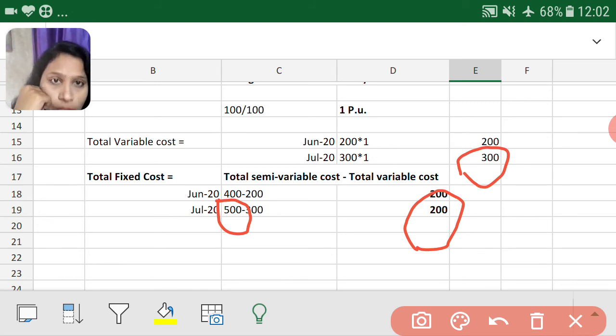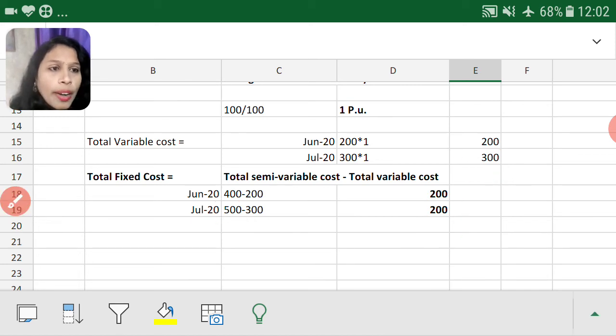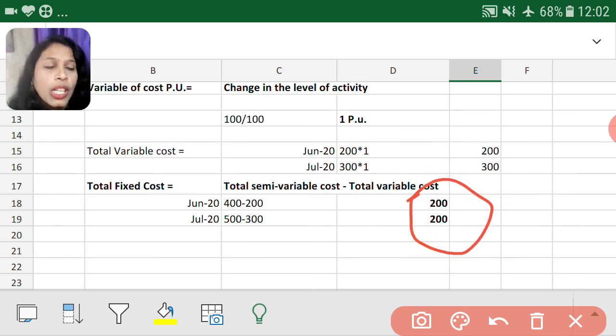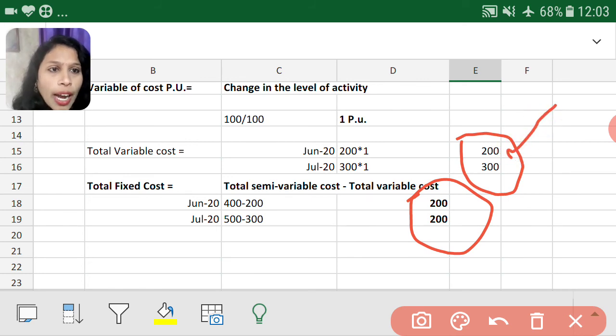It means fixed cost is a period cost. It is a constant value. So 200 and 200, for the month of July and for the month of June, the fixed cost value is the same. It's a period value. So its value is fixed, and variable cost changes according to the number of units we produce. Whenever we produce extra units, we have to pay the extra amount. So here variable cost for the month of June is 200 and for the month of July the value is 300.